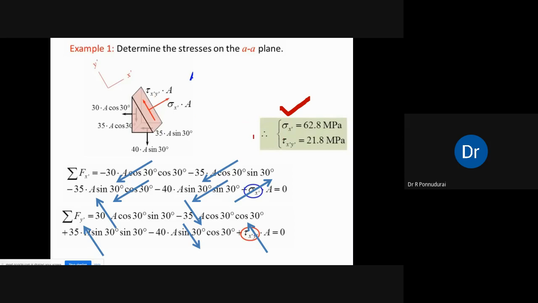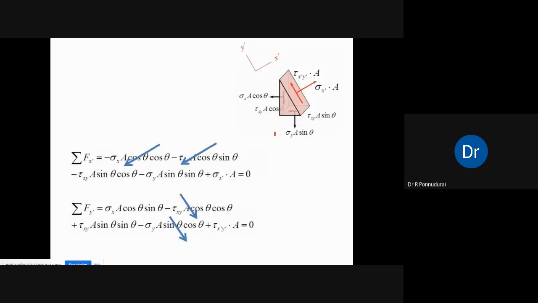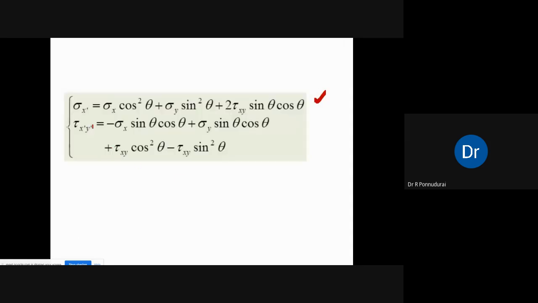Now, the same formula can be arrived at by the same type of discussion. We just analyze the components of the forces along the x dash direction and the y dash direction. When we solve these two equations, we get this expression, and A will be eliminated. So sigma x dash equals sigma x cos square theta plus sigma y sin square theta plus 2 tau xy sin theta cos theta. Tau x dash y dash equals minus sigma x sin theta cos theta plus sigma y sin theta cos theta plus tau xy cos square theta minus tau xy sin square theta.